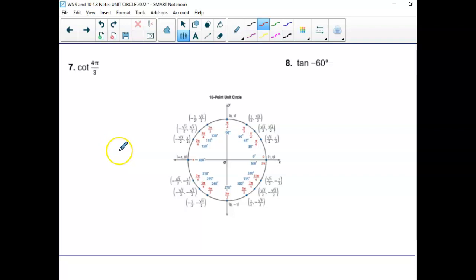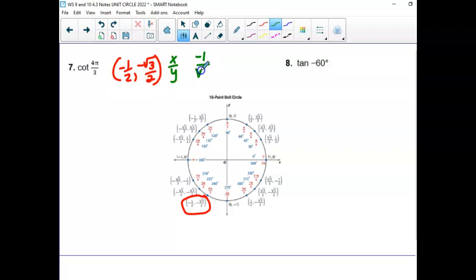4 pi over 3, thankfully, is on our unit circle. We don't have to convert anything. Is it this guy? This one's tiny. So it's negative 1/2, negative square root of 3 over 2. Now, I don't know if you remember that slide where I did all that to flip the fraction over thing? That was to show you that when you put y over x or x over y, the denominators go away. So cotangent is x over y. So the denominators will go away. I only need to worry about the numerators. It is a negative over a negative, so it's going to become positive, right?